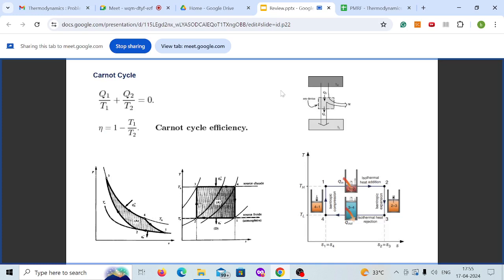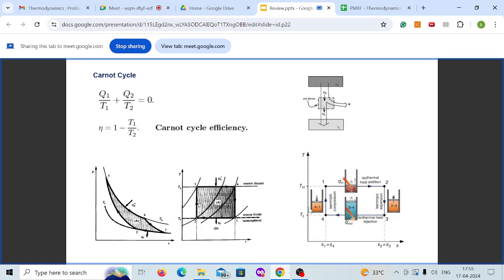So with that we'll see the Carnot cycle. The Carnot cycle has 4 processes. Carnot came up with this idea of having reversible processes. So, sorry, I'll go with 1 to 2 isothermal heat addition, and then 2 to 3 isentropic expansion, and then 3 to 4 isothermal heat rejection, and 4 to 1 isentropic compression.